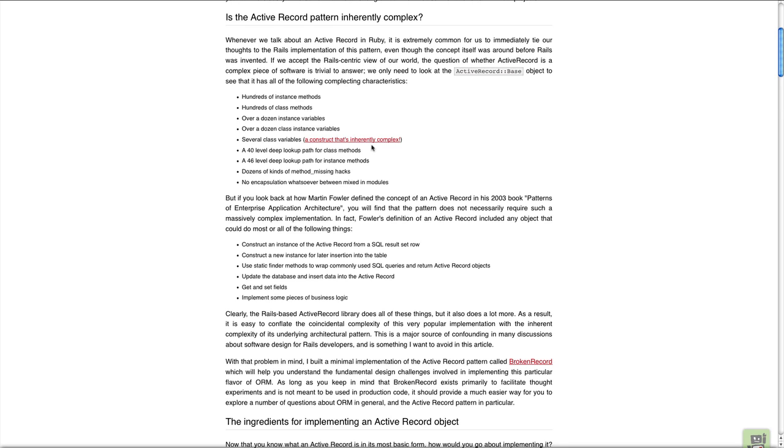Construct an instance of the active record from an SQL result set row. Construct a new instance for later insertion into the table. Use static finder methods to wrap commonly used SQL queries and return active record objects. Update the database and insert data into the active record. Get and set fields. Implement some pieces of business logic.